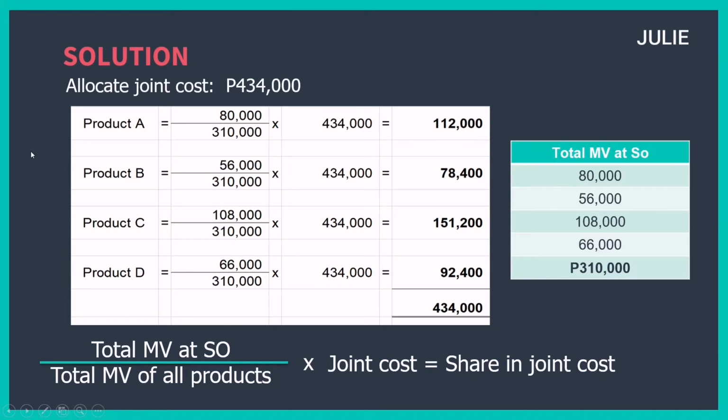Now we will proceed to the allocation of the 434,000 joint cost given by the company. So we will use the formula below. Total market value at split off divided by the total market value of all products multiplied to the joint cost, we will get the share in joint cost or the total allocation of the 434,000. So in this computation, you can refer to this data, the total market value at split off.